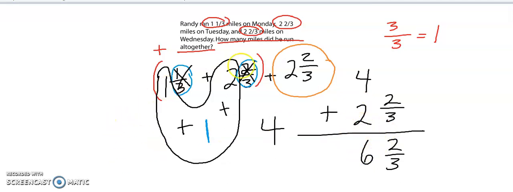Okay, so we'll take this and then we'll go to another one with subtraction. Now we have: Betty has 7 2/6 yards of rope and 4 5/6 yards of string. How much more rope does Betty have than string? So we have our 7 2/6, 4 5/6, and our key here is how much more. When we hear how much more, we must subtract.